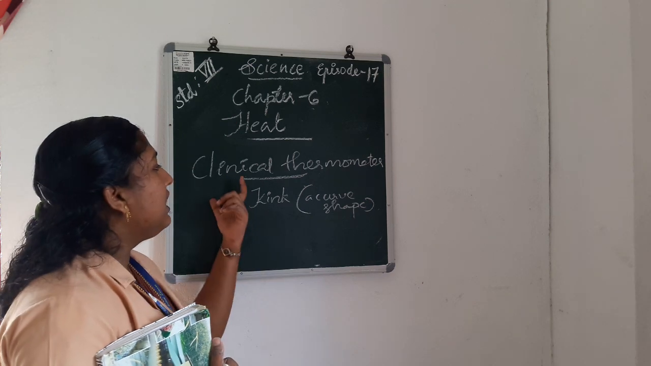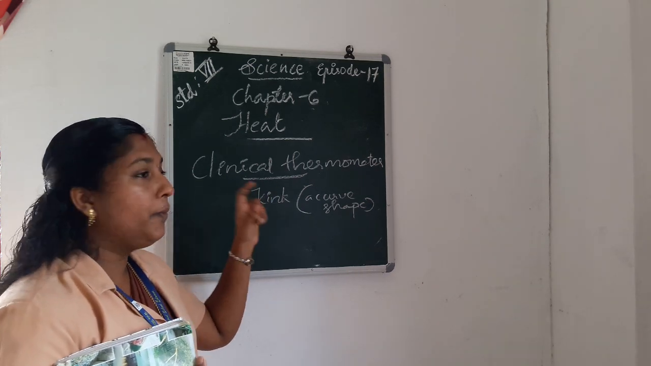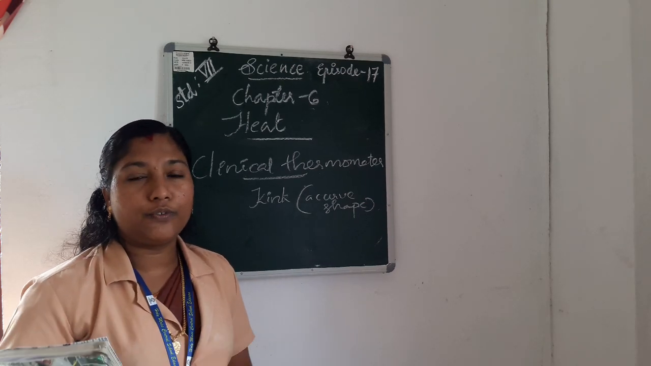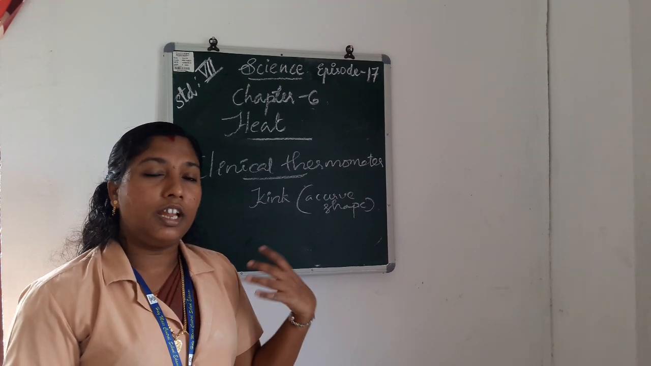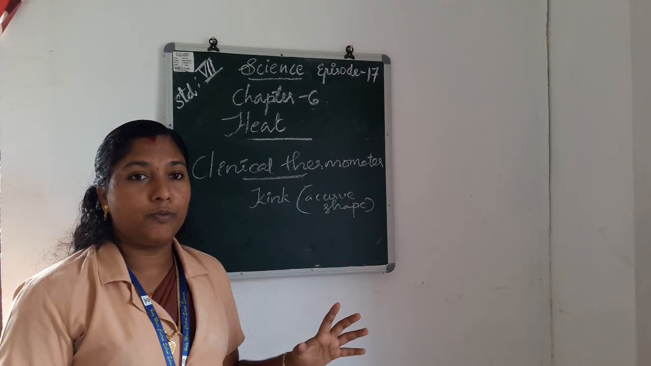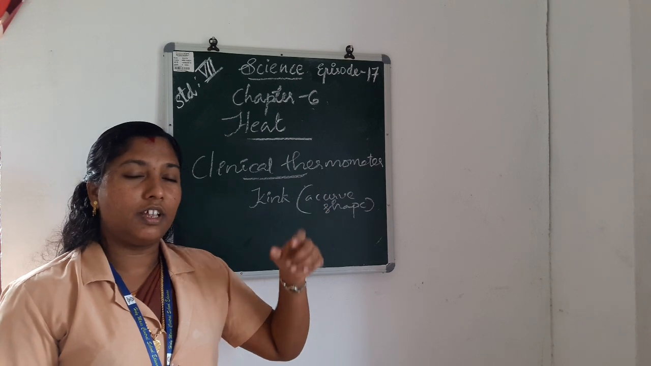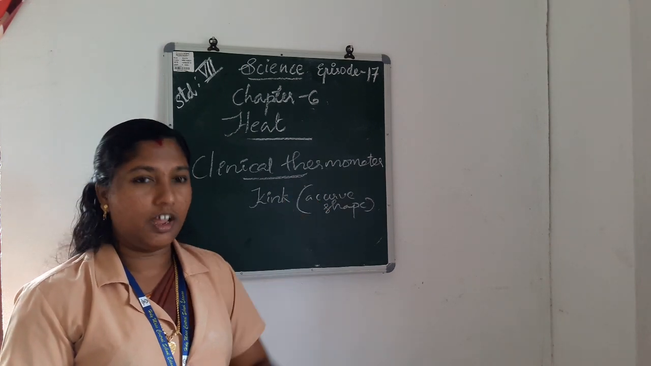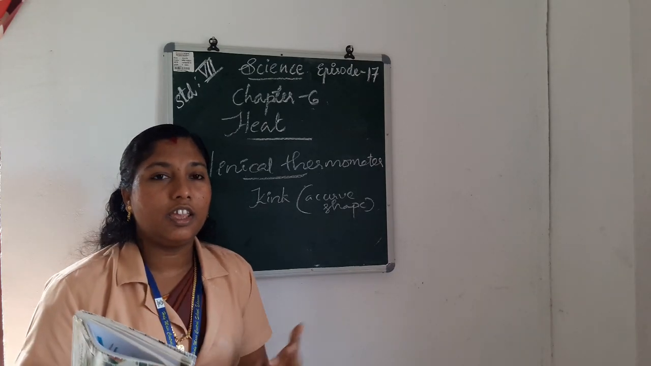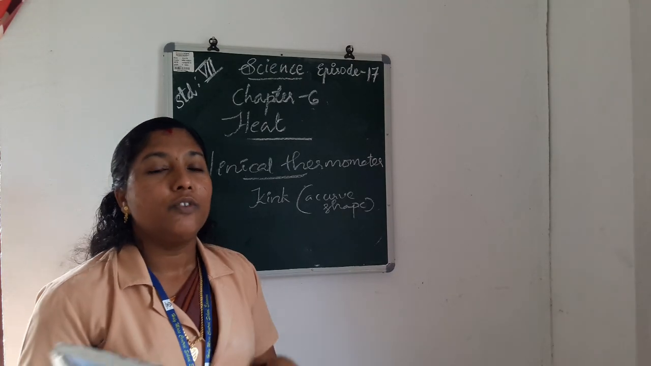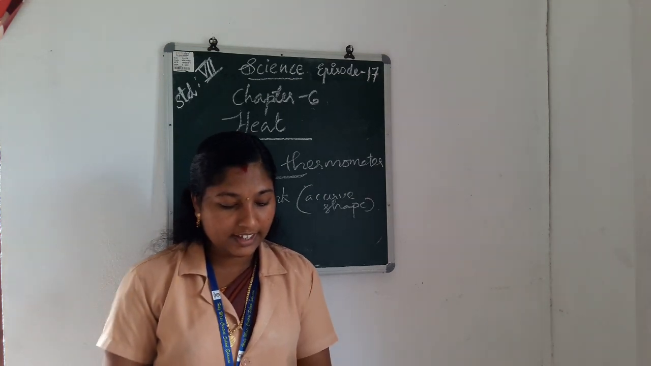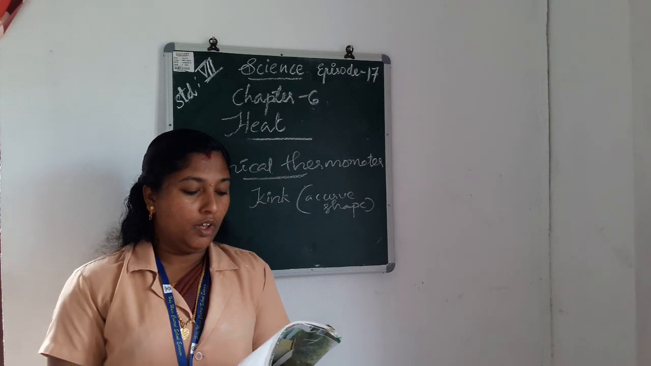But in the laboratory thermometer, if we put it in a beaker of water for finding the temperature of that water and take it out from the beaker, the reading will change, because the mercury goes down. So for the reading taken by the laboratory thermometer, we should keep the thermometer inside the beaker. Okay.